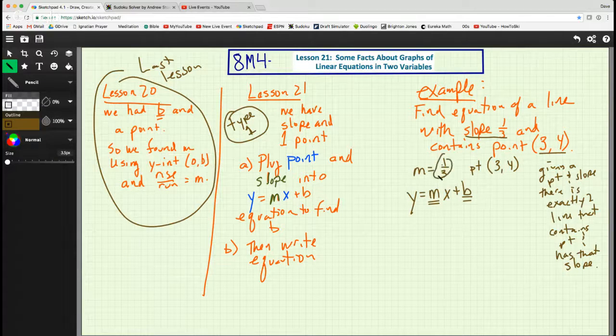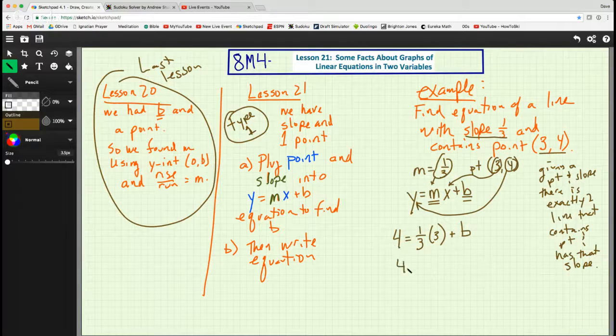We take this 1/3 and put it in for m. Then we take this point, take our 3 and put it in for x, and take our 4 and put it in for y. And then we solve for b. So watch how cool this is. Our y is 4, our m is 1/3, our x is 3, and here's our b.